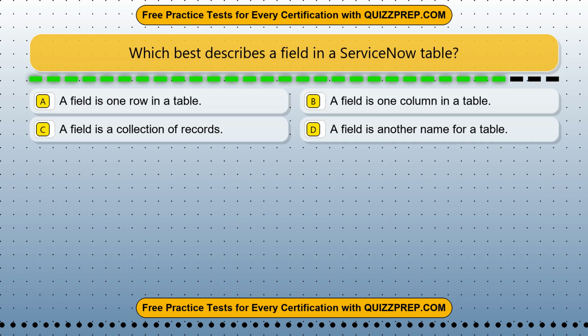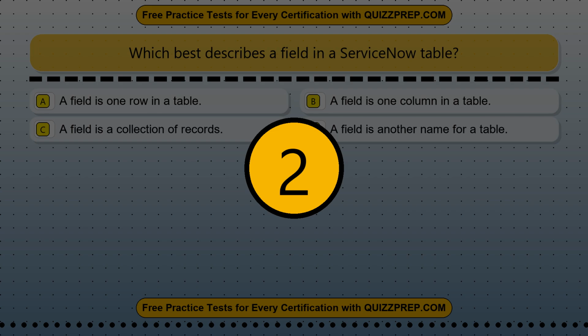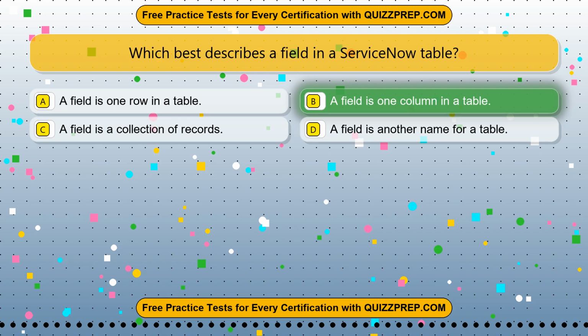Question 178. Which best describes a field in a ServiceNow table? Option A. A field is one row in a table. Option B. A field is one column in a table. Option C. A field is a collection of records. Option D. A field is another name for a table. The correct answer is option B.